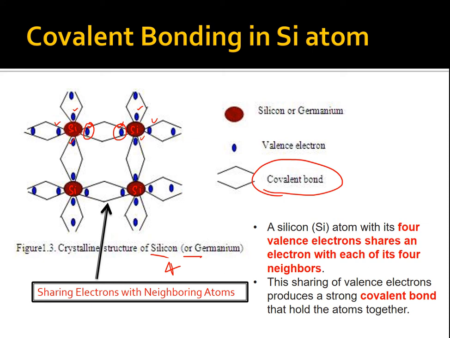So basically, in other words, the neighboring atoms will share their electrons, and eventually that sharing will result in the covalent bond. This covalent bond holds the atoms together, so different atoms will be bound. That bonding is referred to as covalent bonding, and it holds the atoms together to form the actual semiconductor matter.